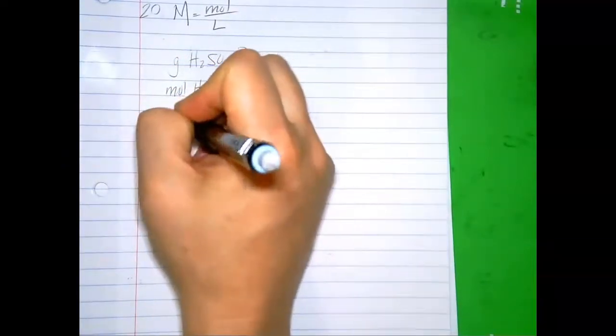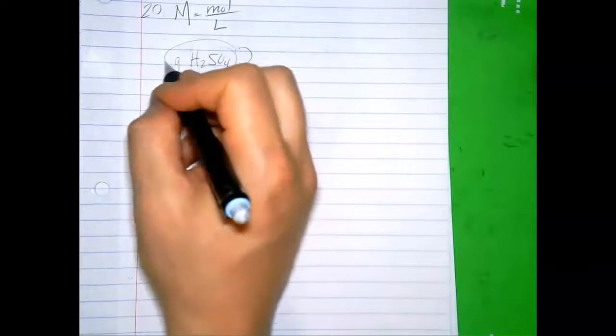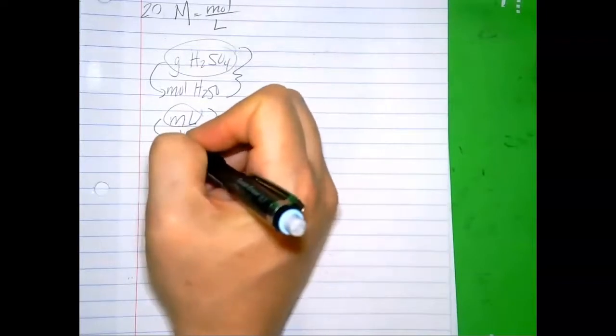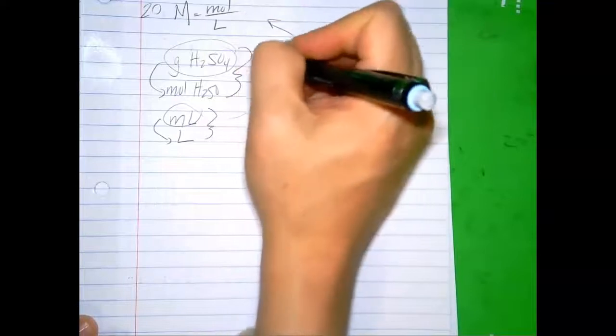You might see the volume as milliliters or liters. You need to have one or the other. If you have grams, you need to convert to moles. If you have milliliters, you need to convert to liters, and then plug both into this formula here. That's 20.